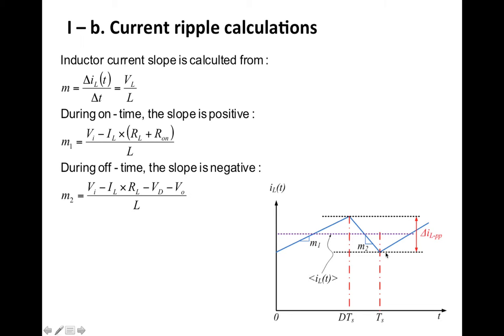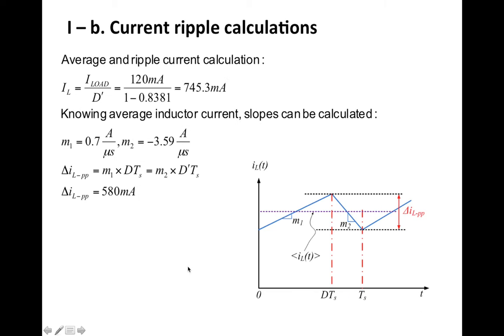And we have a similar equation for the slope of the inductor during off time. Please note that this second slope, the down slope, is negative. That's why the inductor current goes back to the same point where it started at the beginning of the cycle. So now we know the average of the inductor current and we know the up slope and down slope, so we can calculate the peak-to-peak ripple of the inductor.